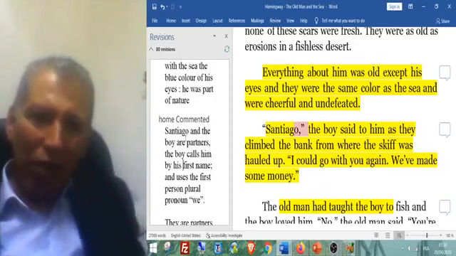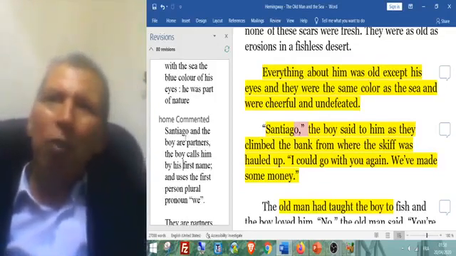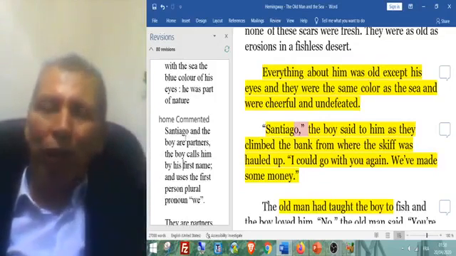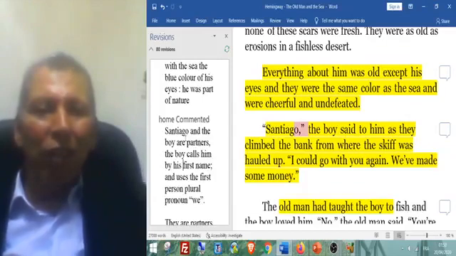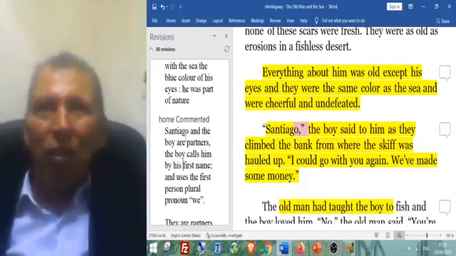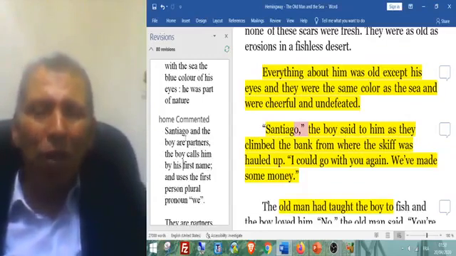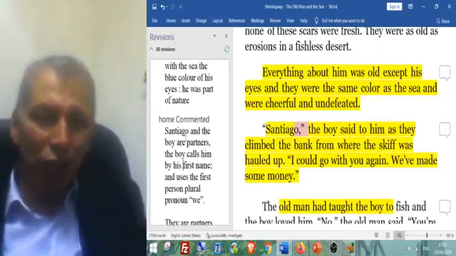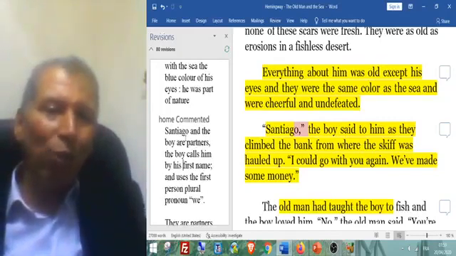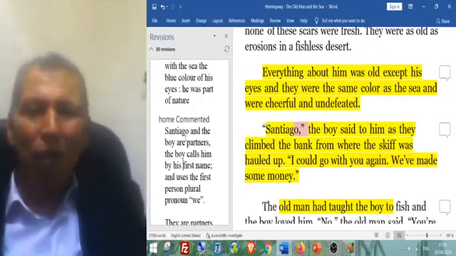We notice that here Santiago is an old man and Manolo is a young boy. How come that these two come together? There should be a generation gap between them. They have nothing in common, and yet they are friends. They are even some sort of partners. The boy calls him by his first name, Santiago.